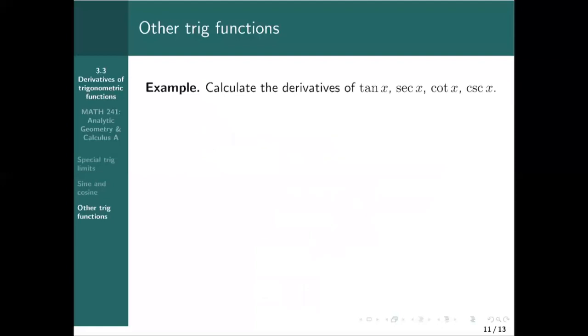And finally, let's evaluate the derivative of cosecant of x. So remember that cosecant is 1 over sine. So once again, we're going to apply the quotient rule. So low d high. So the derivative of the numerator is 0 minus high d low. The derivative of the denominator is cosine of x over the square of the denominator.